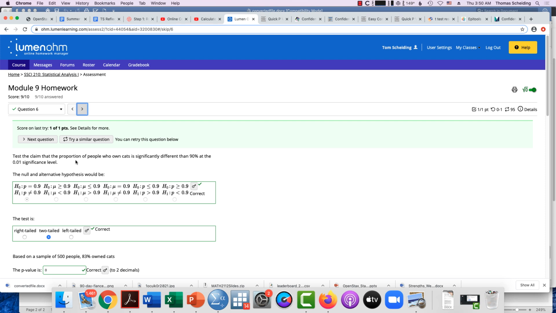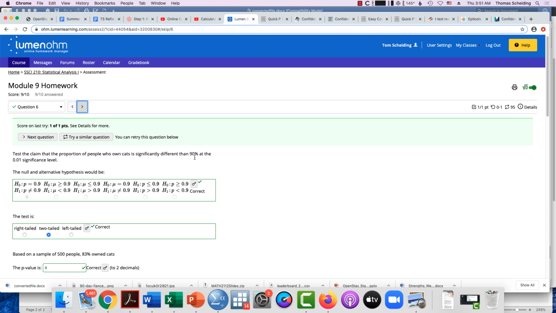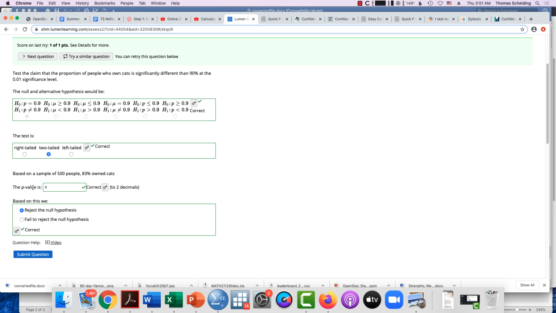Here, I'm testing it with a proportion of people that own cats. Proportion, not the sample, not the population mean. It's two-tailed because I'm saying it's different than 90%. Not less than, not greater than. We're just saying it's different. I need to find the p-value. We've already kind of gone over how you find p-values. And we're doing that with a sample here.